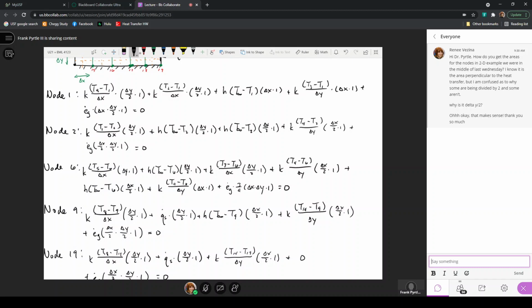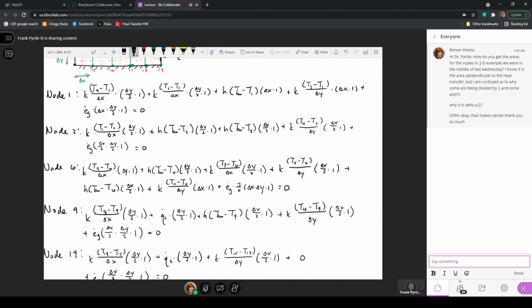That would be a coefficient, and an H times delta X multiplied by the T1 here, and a K times delta X divided by delta Y. All of those could be combined and represent a single coefficient multiplied by T1, where the thermal conductivity, the spacing, the heat transfer coefficient, all those things will be specified in the problem statement to actually solve for the temperature.